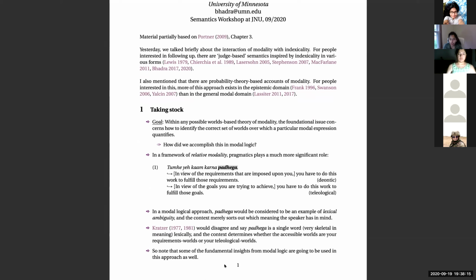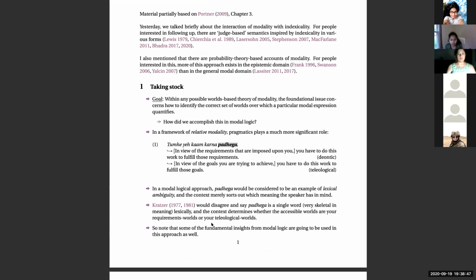So she says that things like padega and a bunch of things that you see in English that are ambiguous is a single word. It's very skeletal in its meaning, and the context determines whether the accessible worlds are your requirement worlds or your teleological worlds. So for her, the meaning doesn't come from the lexicon itself in the word. It's a very skeletal thing that you assign to the modal, but the context comes in and says, okay, I'm going to interpret it with some worlds that are accessible to me deontically and some that are accessible to me teleologically. And I want to highlight that we are going to use some fundamental insights from modal logic.